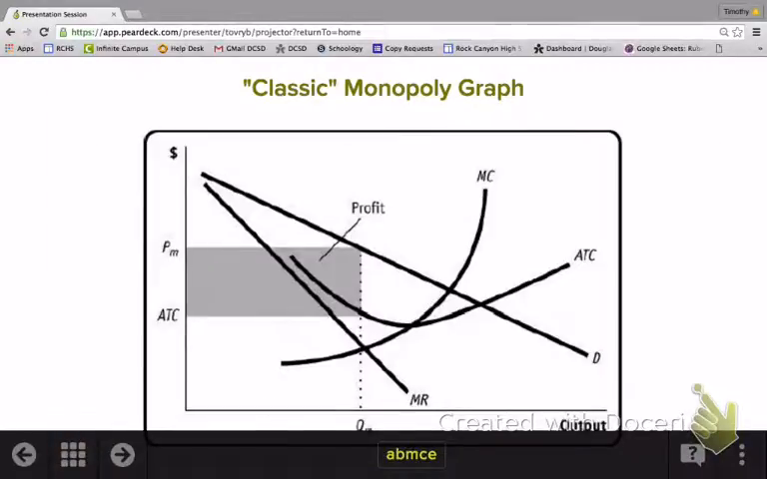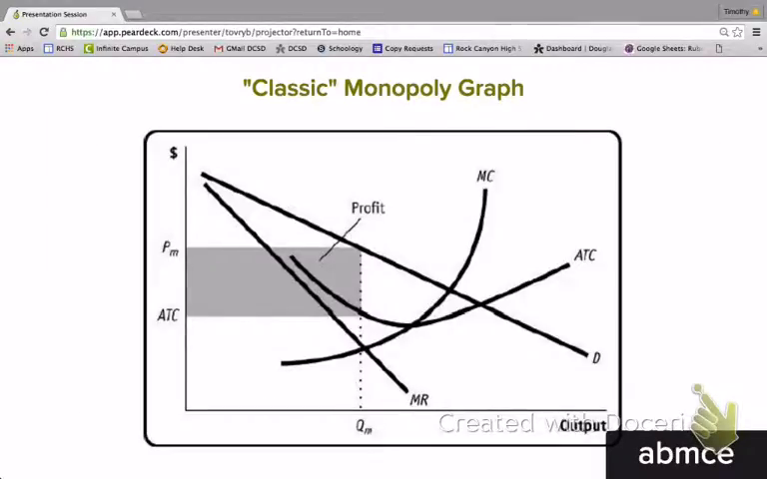And then this is what is typically thought of as the classic monopoly graph. The only difference is that it has the typical upward sloping marginal cost curve and the typical U-shaped average total cost curve. The market quantity is found where marginal revenue equals marginal cost, the price is found vertically up to the demand curve, and the profit rectangle is formed by locating the difference between price and average total cost.